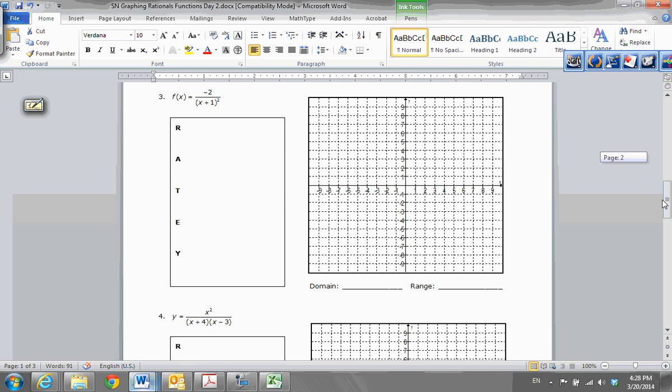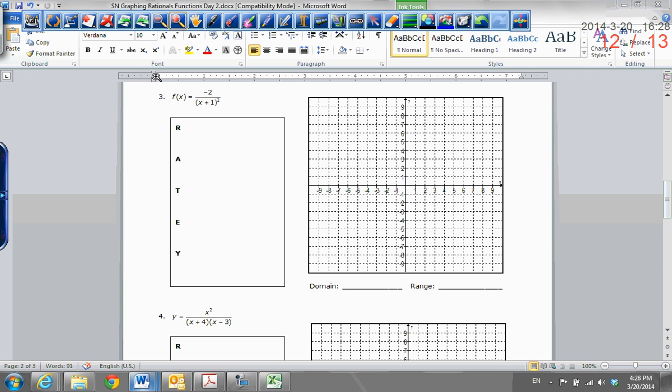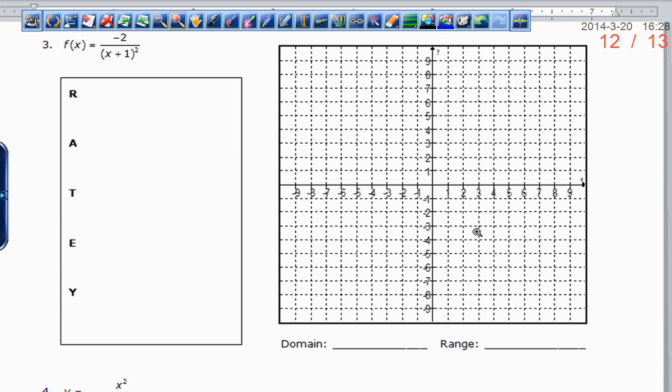Okay, number 3. Number 3's got a squared, so it's worth doing. We'll probably finish with number 4, so you got 2 left here. On the top, we're supposed to set that equal to 0. Well, negative 2 can't ever equal 0, so I don't have any roots. My asymptote, I set that equal to 0, and I'm going to get negative 1.